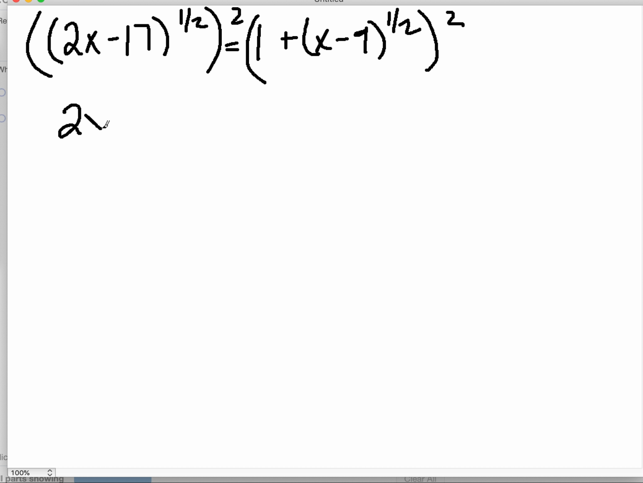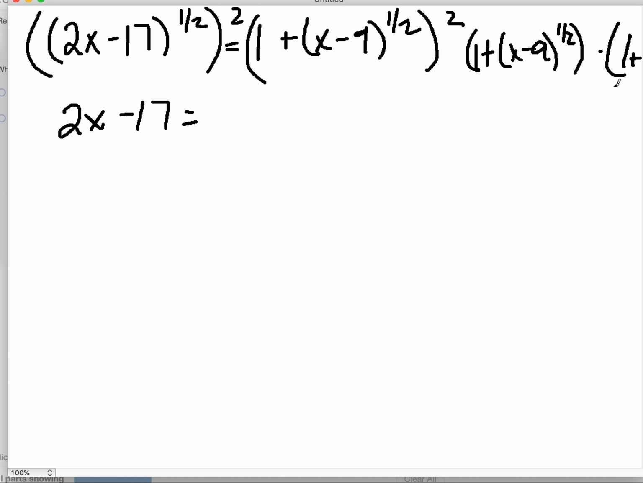So when I square the left, it's pretty straightforward. That's 2x minus 17. But when I square this, that would be 1 plus x minus 9 to the 1/2 times the same thing. So I have to FOIL it out. If you remember the FOIL shortcut, it's square the first, square the last, 2 times the first times the last. So when I FOIL it out, I would get this.